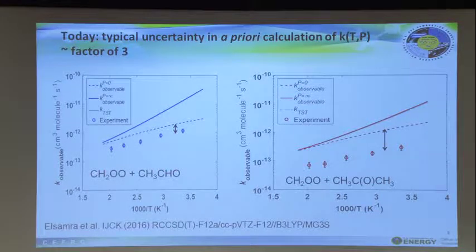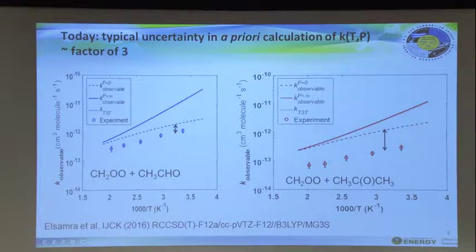This is kind of a weird biradical thing. When you react them, it's pretty close. And here's another one. And so you have errors of maybe a factor of 3. It's the deviation between what you would calculate and what the experimental observable is.